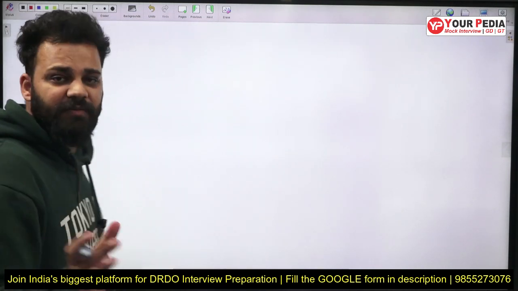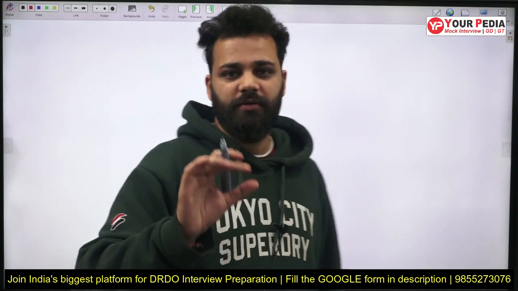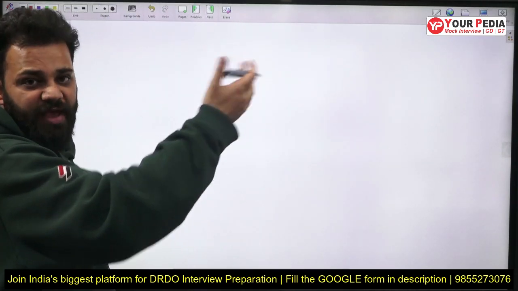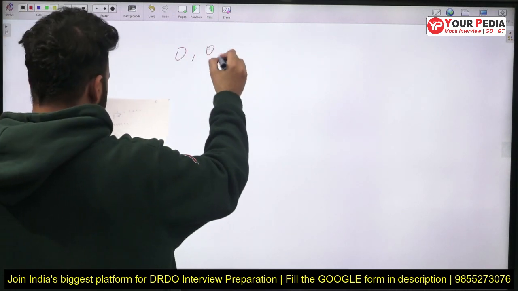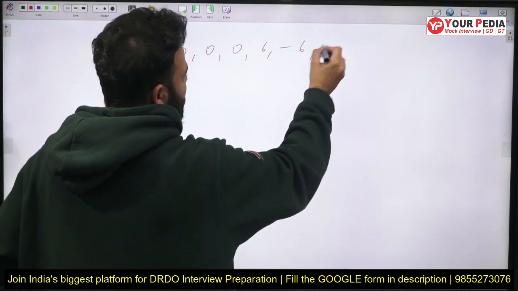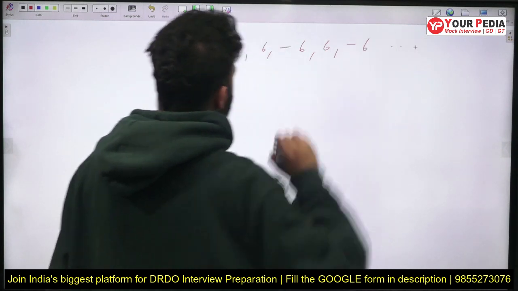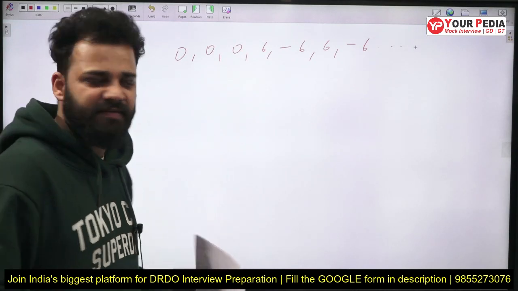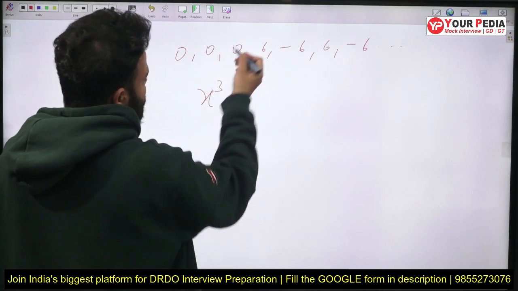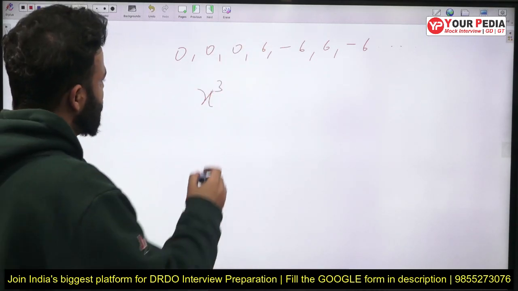It is asking what will be the series, in powers of x, given by this sequence. So the sequence is 0 0 0 6 comma minus 6 6 comma minus 6 and so on. Now if you want to solve this, first of all 3 zeros are at the start, so x cube will surely be in the function.